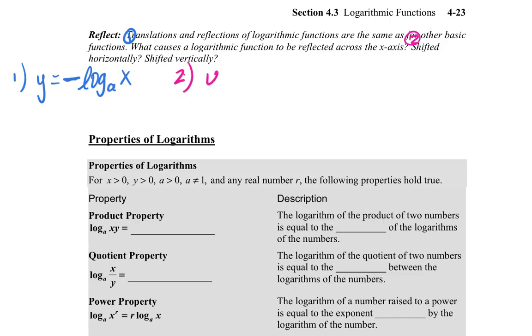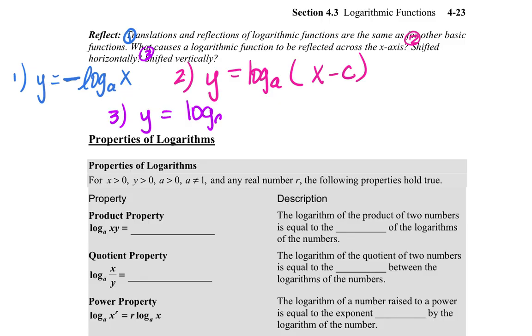This is when we have y equals log base a. We're shifting horizontally, so this is going to be x minus some number. And shift vertically, this is going to be my question 3. So y equals log base a of x plus or minus some number. So those same rules apply. Nothing changes.